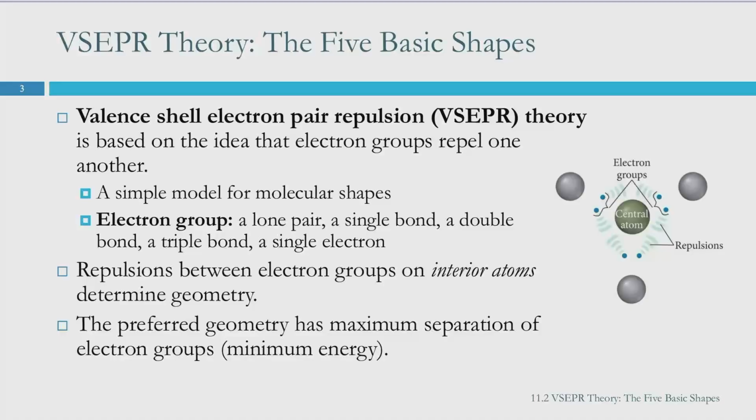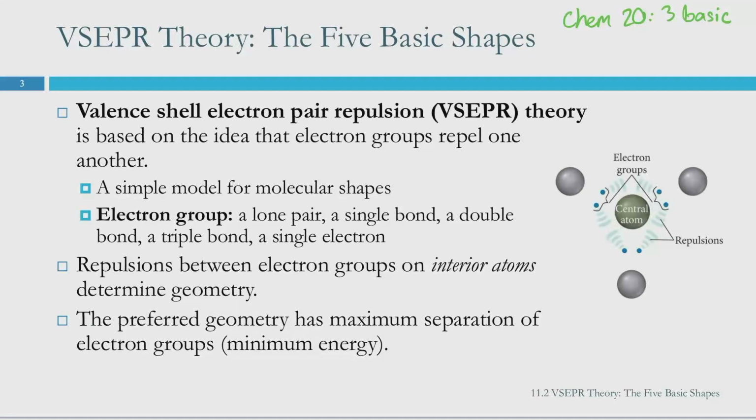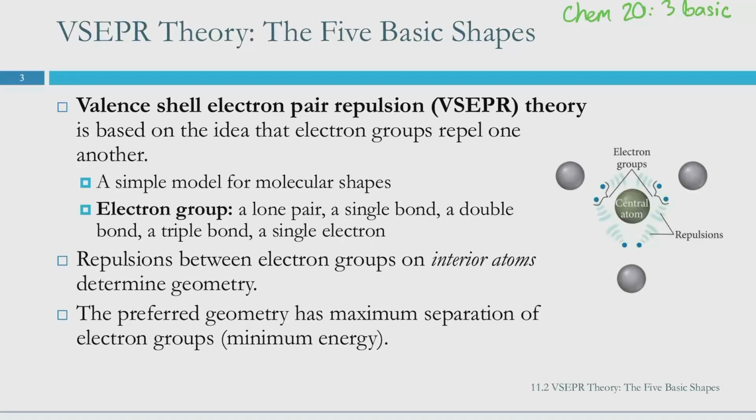So in Chem 20, you would have learned 3 basic shapes and then some with lone pairs. We are going to learn 5 basic shapes. We're adding 2 more shapes on top of the 3 basic ones that you would have learned in Chem 20. We'll also add some other fun ones with electron groups or electron pairs, lone pairs.